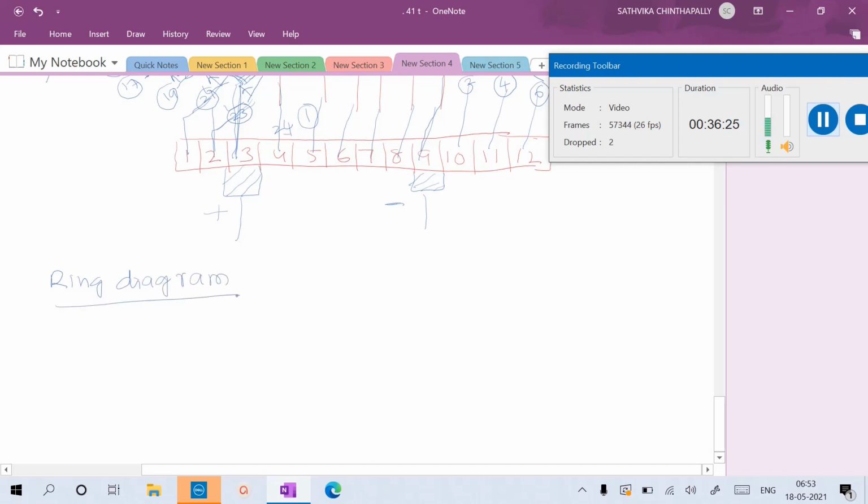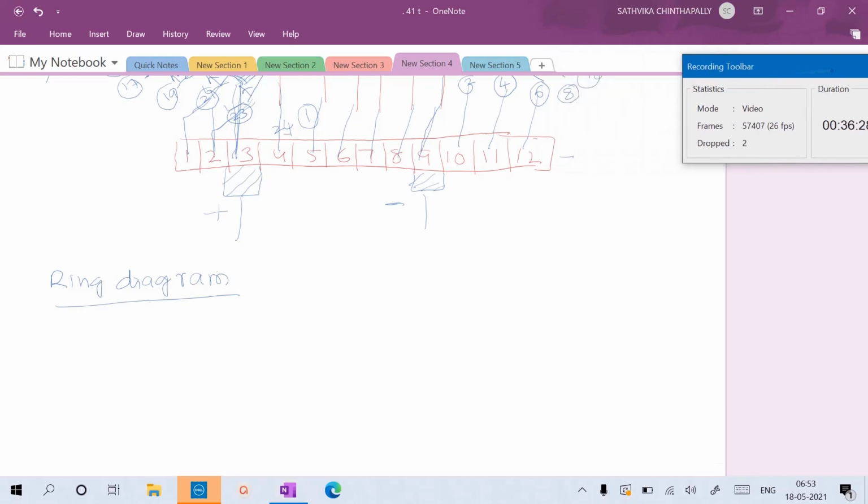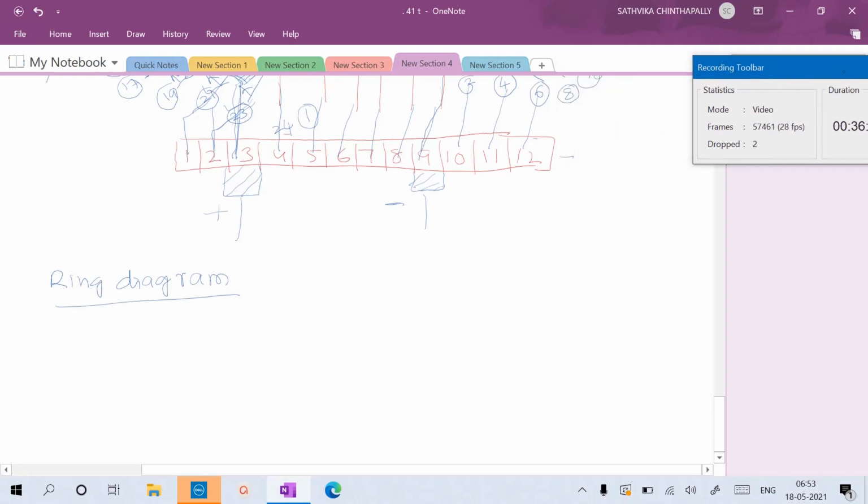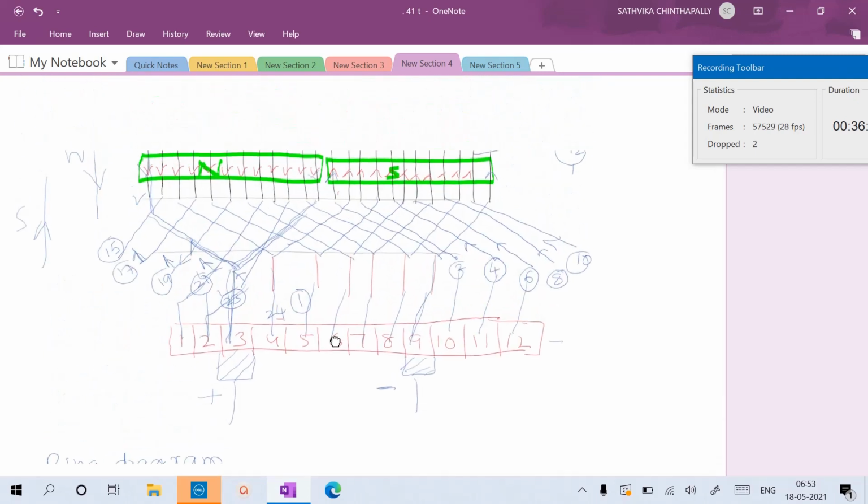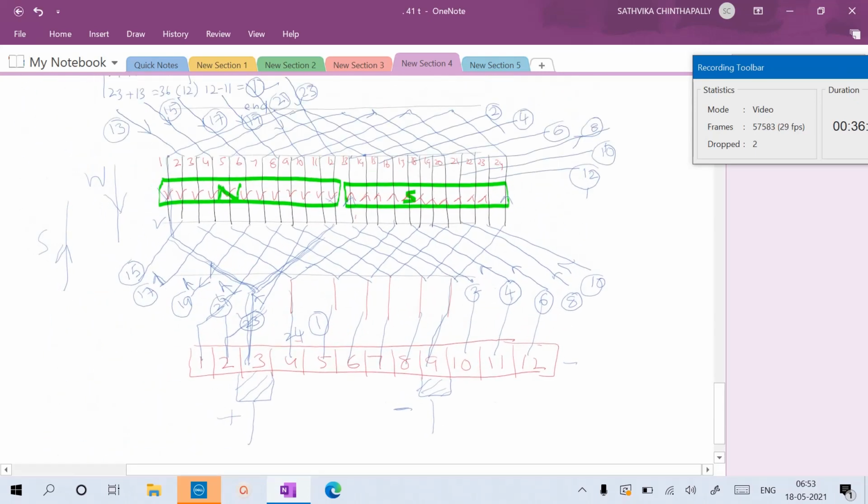Ring diagram, I am going to draw it. So what is a ring diagram? From this table, I am going to draw it. Here you can see it. The first conductor, as per the table, is connected to the 14th.